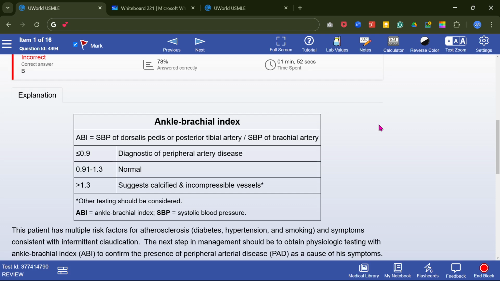divided by the systolic blood pressure of the brachial artery. If it is less than or equal to 0.9, it is diagnostic of peripheral arterial disease. If it is 0.9 to 1.3, it is normal. If it is more than 1.3, it suggests calcified and incompressible vessels. Other testing should be considered, but this is a unique test. Like a patient comes to you in the outdoor clinic and you can diagnose peripheral arterial disease.